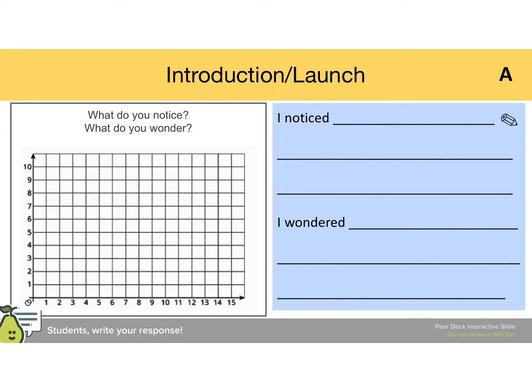After students are done writing down their noticings and wonderings, invite a few of them to share what they've noticed and wondered until a student points out that there are no labels on the axes. At this point, you should ask, how should we label the axes? If no student points this out, this would be a great time to show the students that the axes are not labeled, and you should ask them how they should be labeled. And so we're going to go ahead and label the axes y and x.